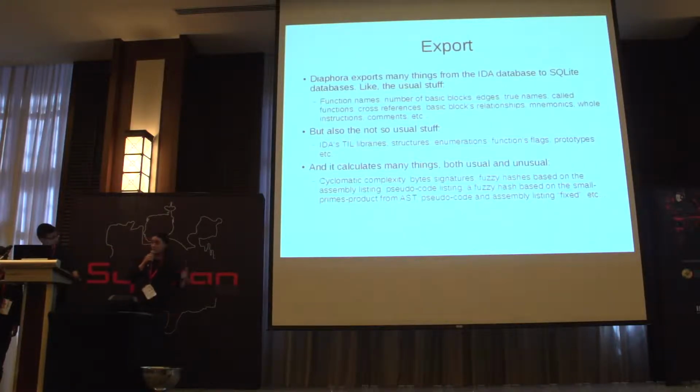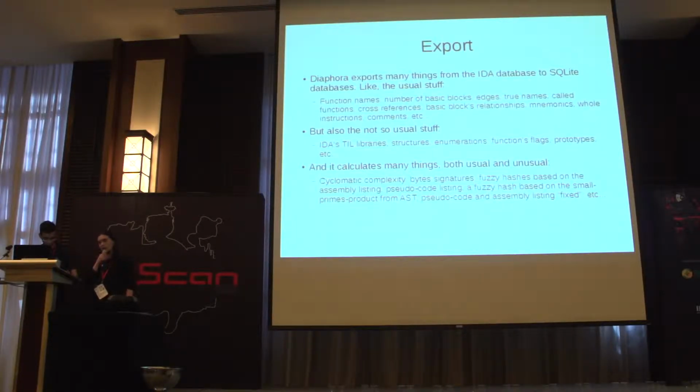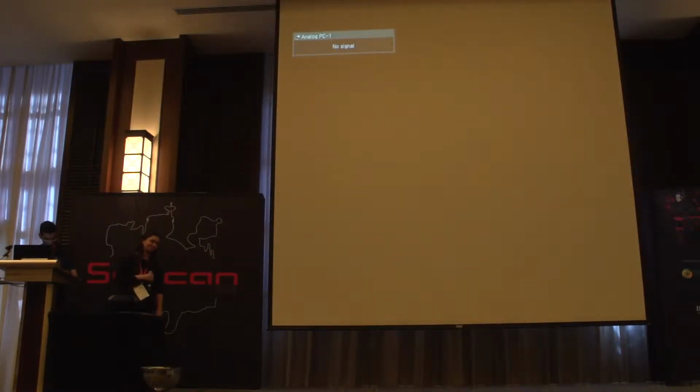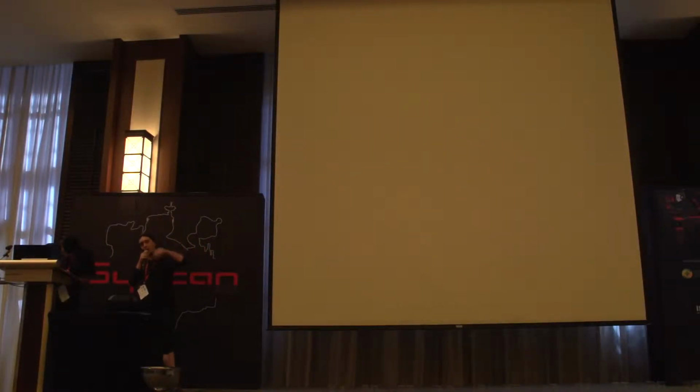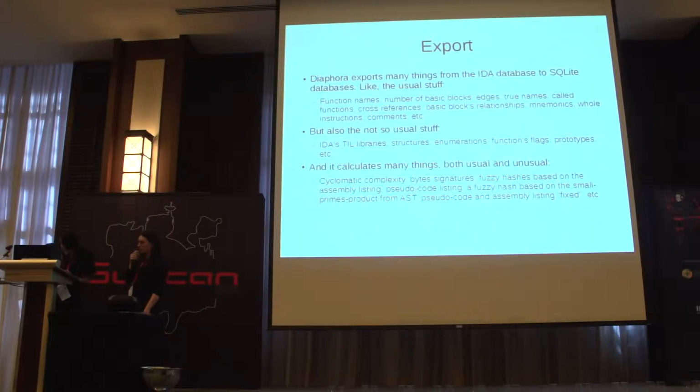Okay, so as previously said, it exports many things from the IDA database, like the function names, number of basic blocks, true names, called functions, cross references, etc., which is the usual stuff. And also not so usual stuff, like, for example, the type libraries from IDA, the typical MS SDK, or whatever you are using, depending on the architecture and the kinds of binary files that we are comparing. Structures, definitions, enumerations, function flags, prototypes, etc.